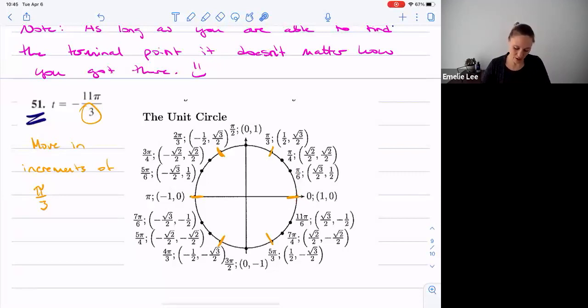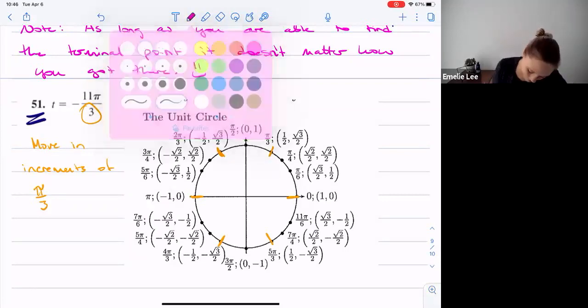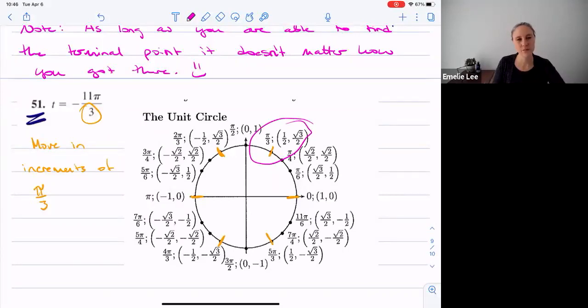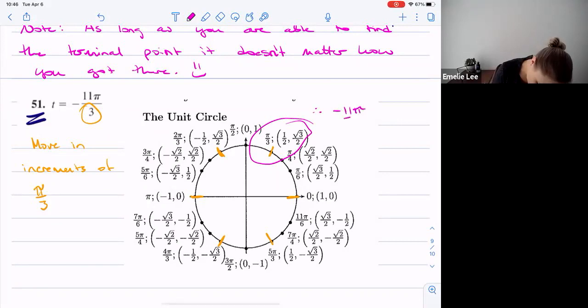So we're moving in increments of pi over 3. Here we ended up at 6 pi over 3. Now that I've got these all blocked off, 7 pi over 3, 8 pi over 3, 9 pi over 3, 10 pi over 3, 11 pi over 3. I forgot I was moving in the negative direction. What changes? Well, from the negative direction, I know I have to go one revolution. So that's negative 6 pi over 3, 7 pi over 3, 8 pi over 3, 9 pi over 3, 10 pi over 3, 11 pi over 3, which puts me at the same terminal point as pi over 3. Therefore, negative 11 pi over 3 and pi over 3 are coterminal.